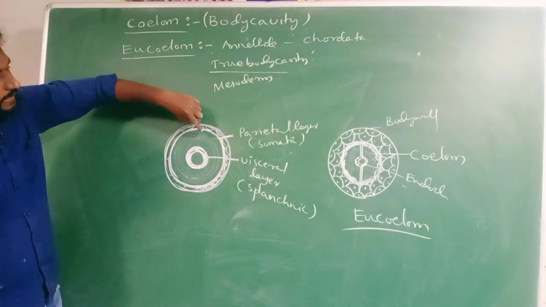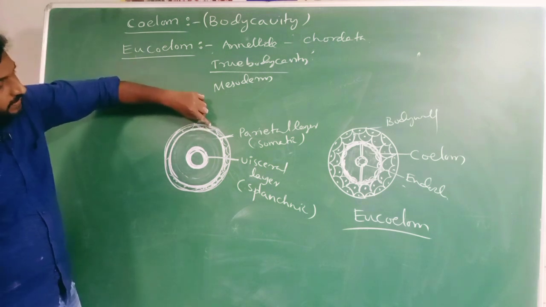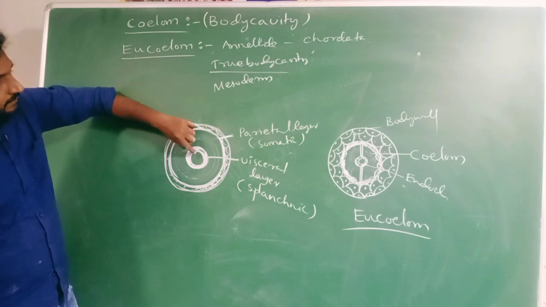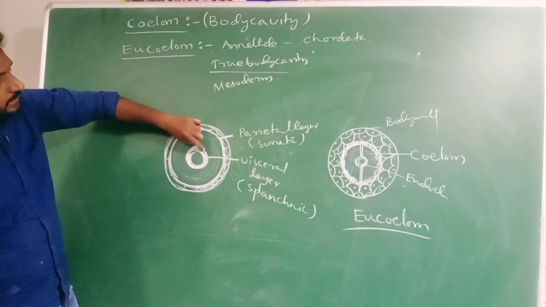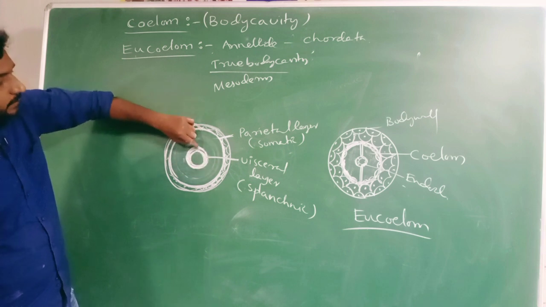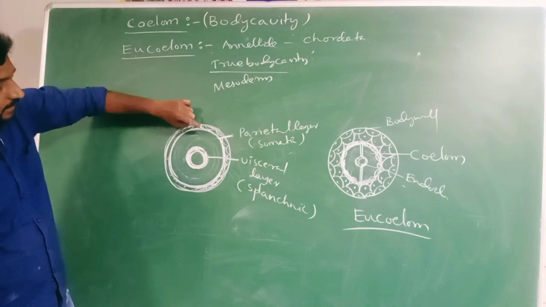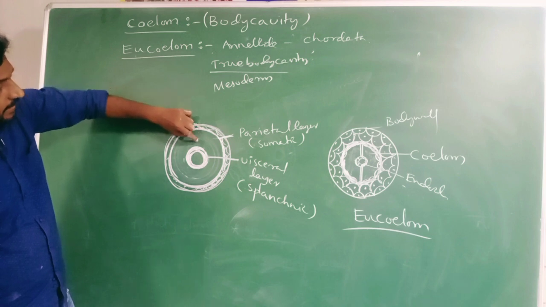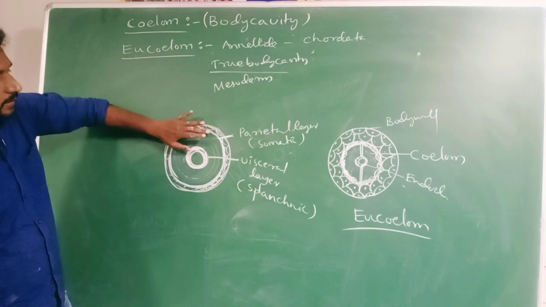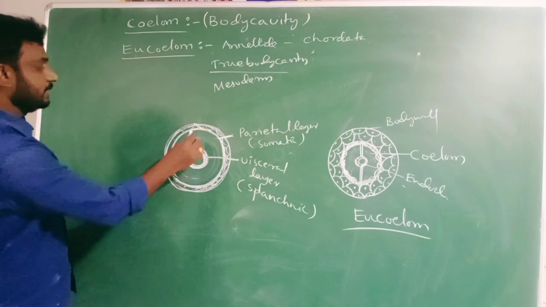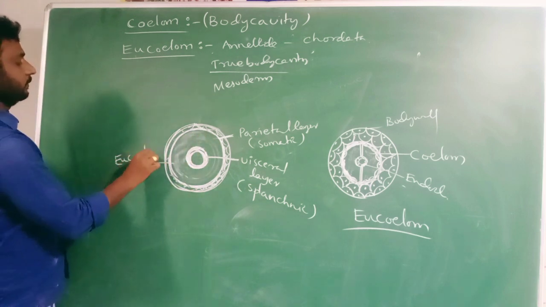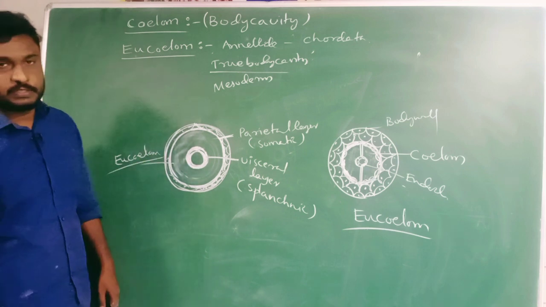The outer parietal layer moves towards the body wall and settles beneath it. The inner visceral layer moves towards the gut and settles on the outer surface of the gut. Between the outer parietal layer and the inner visceral layer there is a space. The space between them is called the body cavity, and it is a true body cavity or eucoelom.